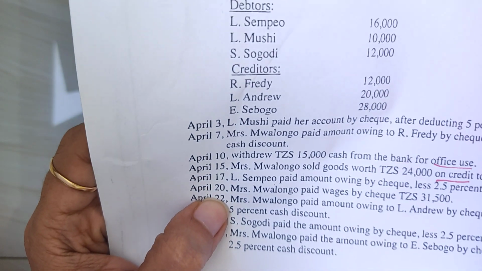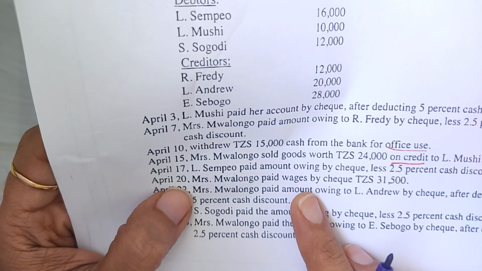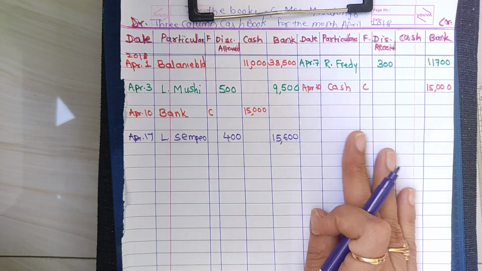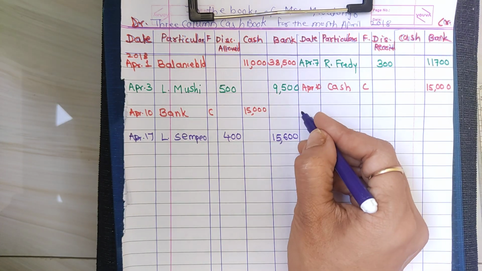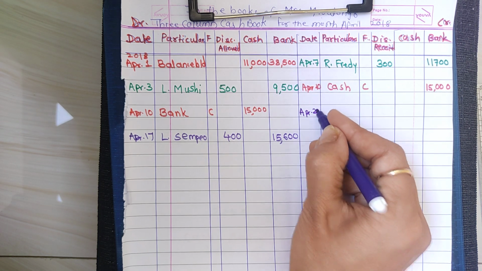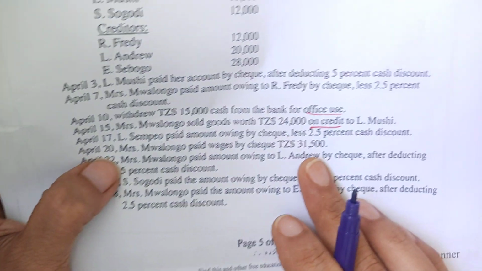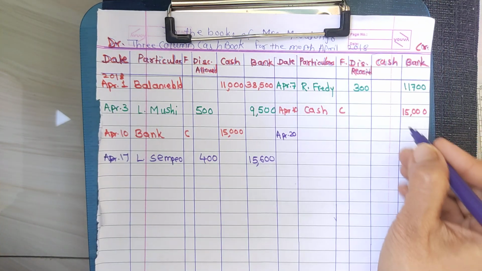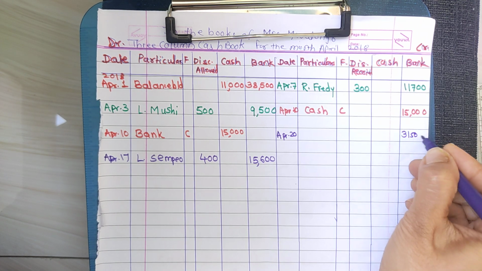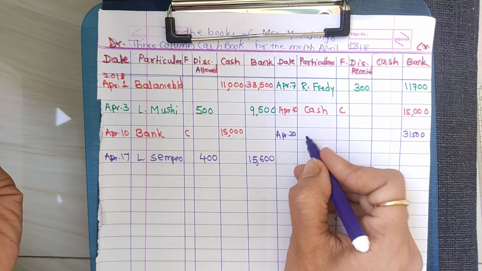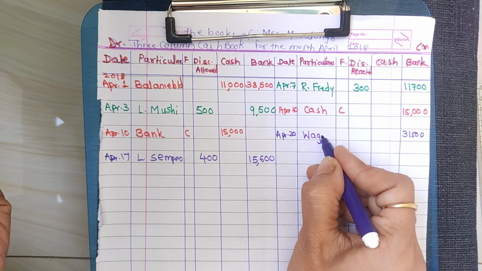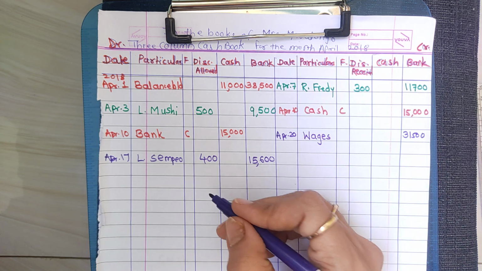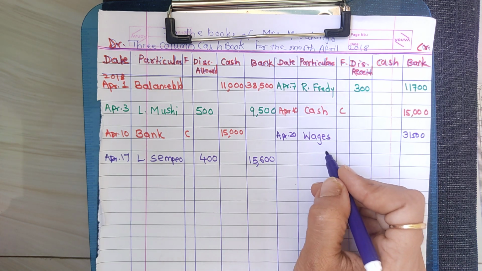April 20, Mrs. Malongo paid check. The word paid is given, so the transaction will come on the credit side. So write down on the credit side, April 20, paid wages by check 31,500. Okay, so the amount should go in the bank column, 31,500. This amount is going for wages, so the account you will write here is wages. So one effect will be in the wages account on the debit side, and the second effect we have written over here.